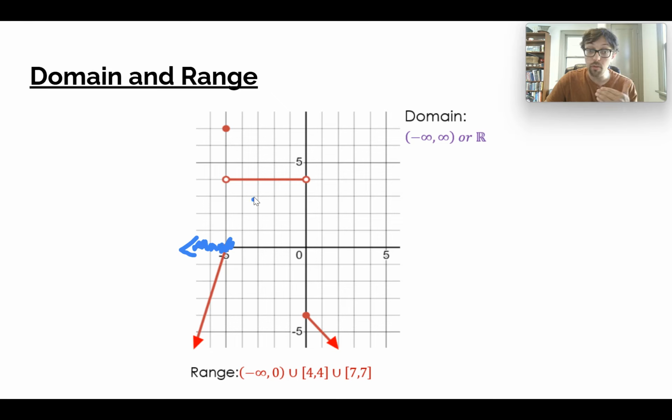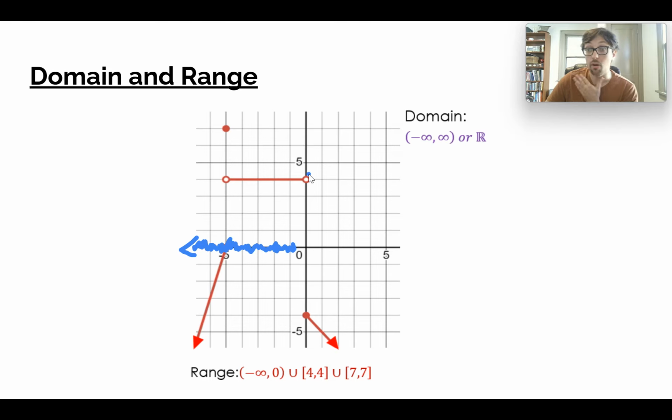At -4, we are getting an output value. It's 4, so that is part of our domain. At -3, we're getting the same output again, but it still doesn't matter. We just need to get an output. We don't need to get different outputs all the time, but we just need to get something. Same thing with -2. We get that output value of 4. At -1, we get that output value of 4. So those are all part of our domain.